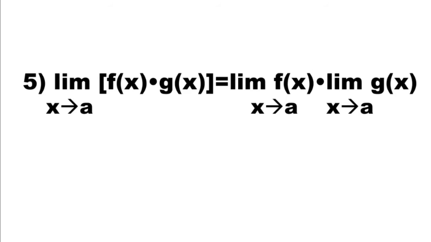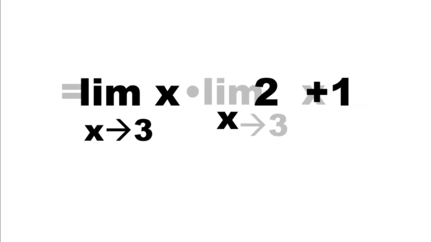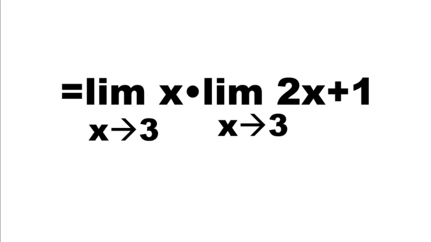The fifth theorem is the limit of the product of functions f of x times g of x as x approaches a equals the limit of f of x as x approaches a times the limit of g of x as x approaches a. Example: the limit of x times 2x plus 1 as x approaches 3. So the limit of x as x approaches 3 times the limit of 2x plus 1 as x approaches 3.